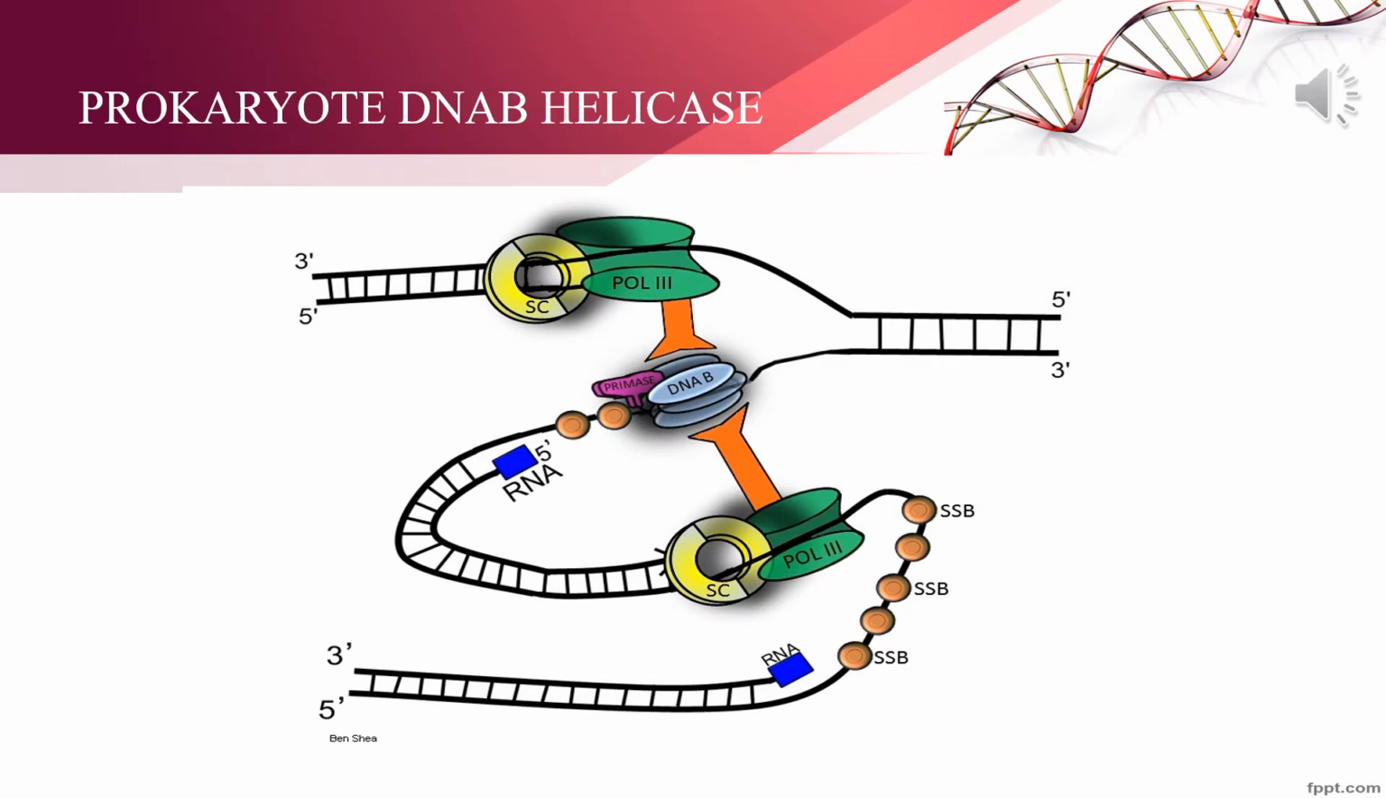Here's the replication process in prokaryotes with DnaB as its helicase. In eukaryotes, the replication process is more complex with a loading mechanism.